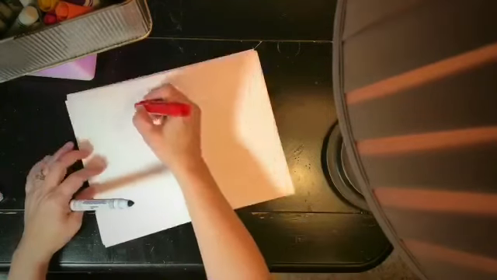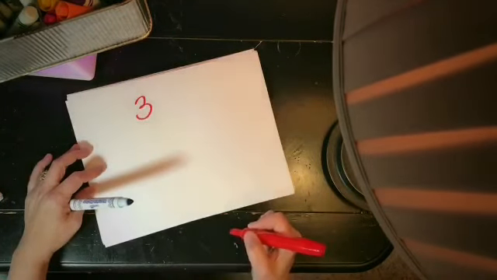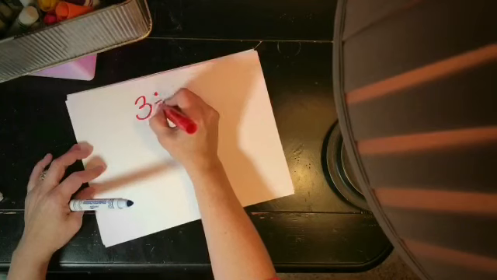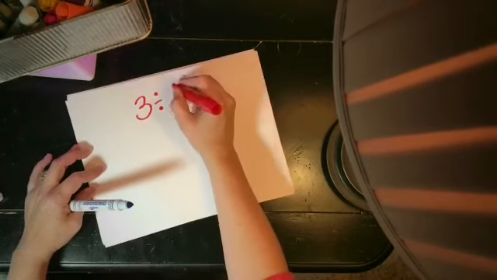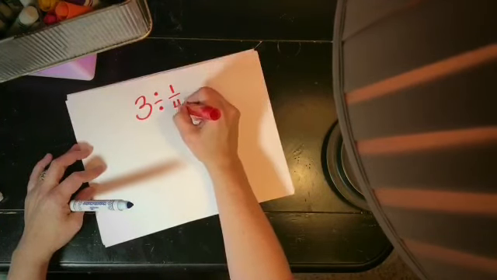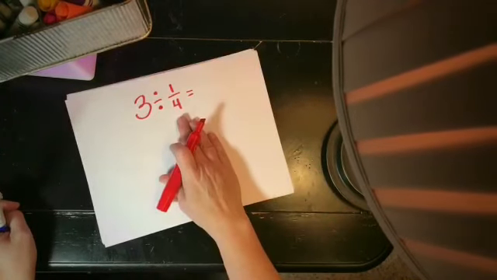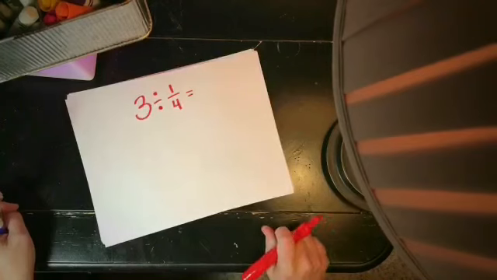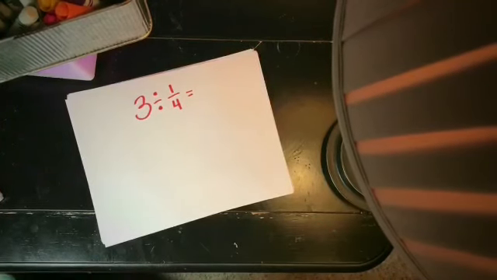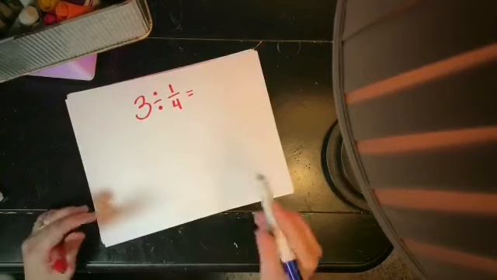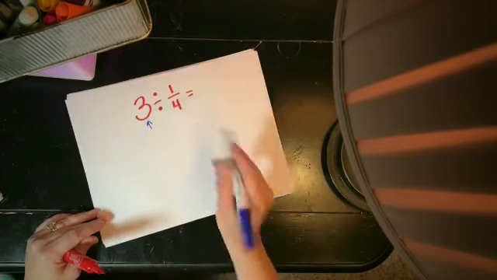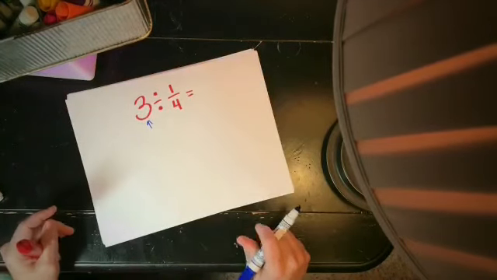Let's take 3 wholes and divide it by 1/4. So let's find out how many fourths are in 3 wholes. So think to yourself for just a minute, how are we going to solve this? What is the first thing that we're going to do? And if you're thinking that we are going to draw 3 wholes first, then you are correct.